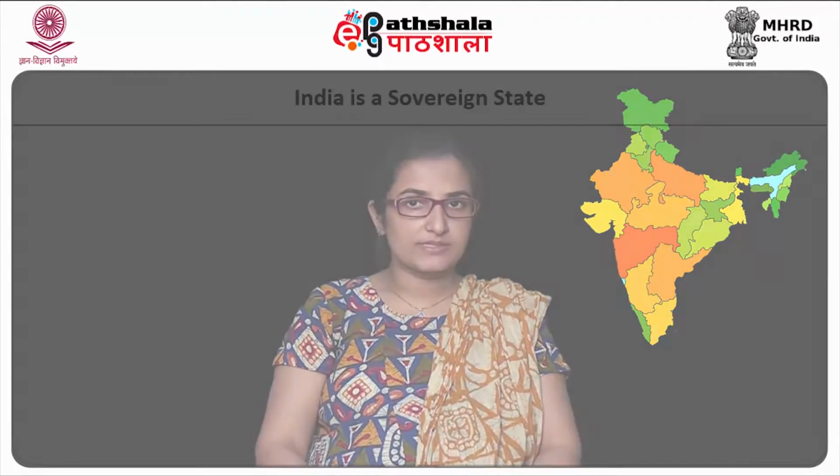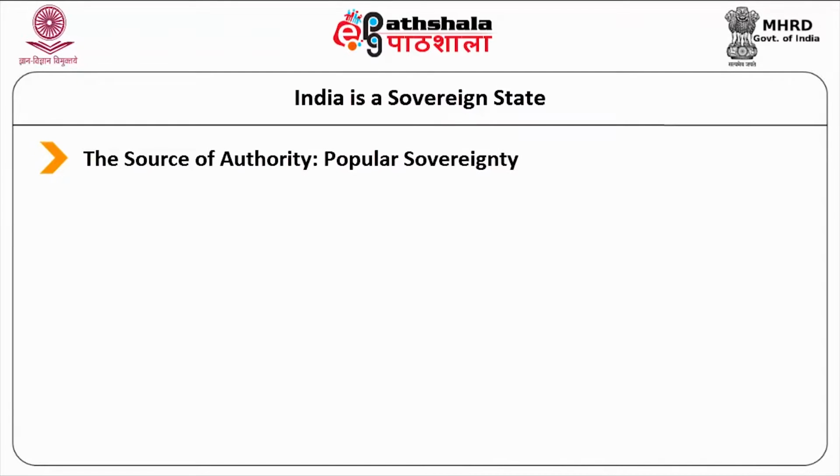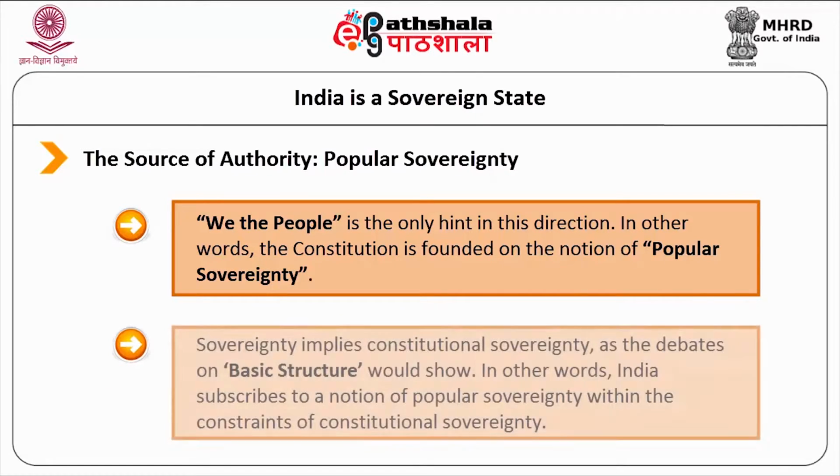India is a sovereign state. In this term, it has been described that the locus of sovereignty lies in the popular will. It means that it is the popular will that will decide the course of actions and policies of the government. Thus, in the Constitution of India, primacy has been given to popular sovereignty with restraints of constitutional sovereignty.